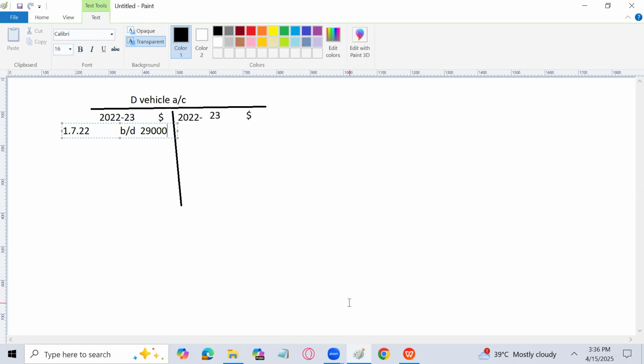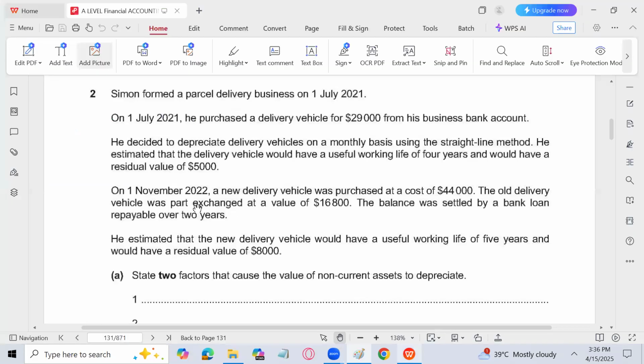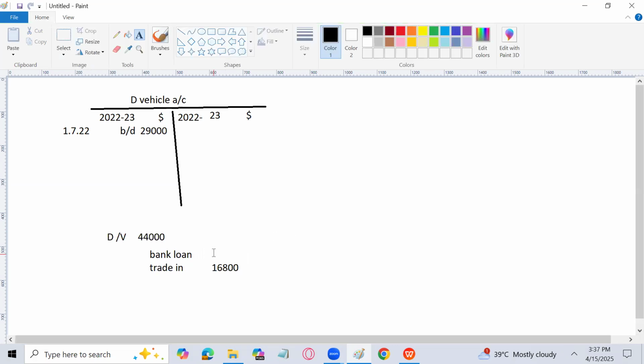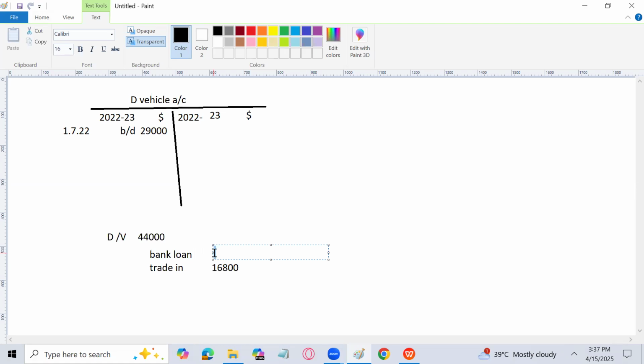That's it. Now let me see, whether we have purchased a new asset. Yes, on 1st November we have purchased a new delivery vehicle of 44,000. 16,800 was the part exchange and the remaining through bank loan. Let's pass the entry for that. I will debit delivery vehicle with the cost 44,000. Bank loan is going to be credited with what amount I don't know, and trade-in is going to be credited with 16,800, the amount which has not been paid by us because of the part exchange of the old asset.